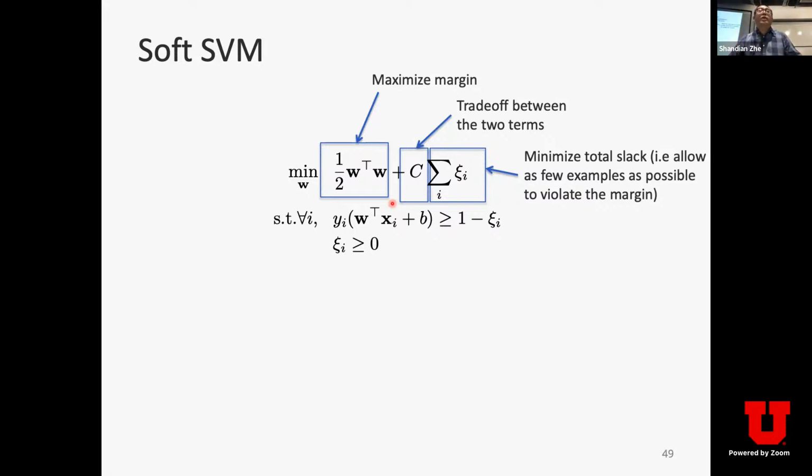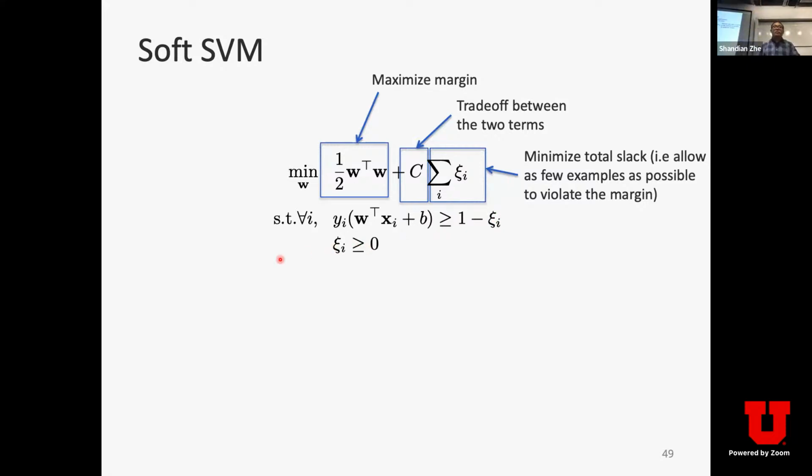Any other question regarding this soft SVM formulation? Okay, great. So now let us look at how we solve this problem. This problem is not straightforward at first, because we have the objective function and also some additional constraints. For every training example, you get two constraints. One is the function margin is no less than 1 minus ξ. Second is ξ is no less than 0.